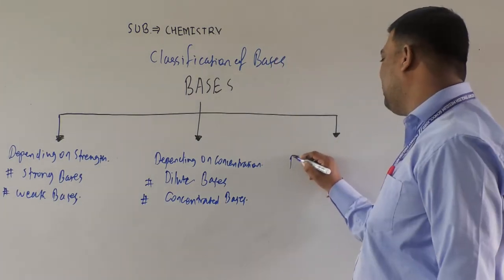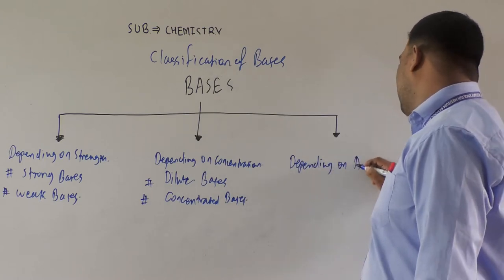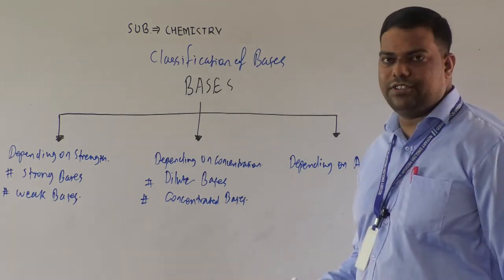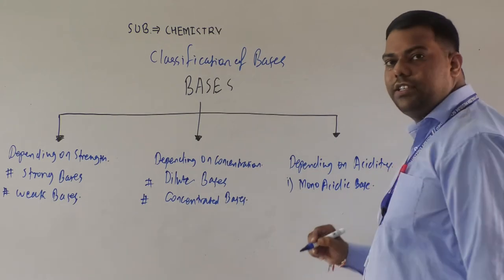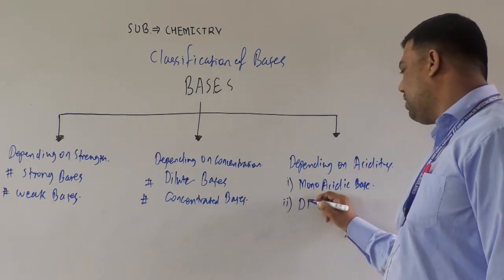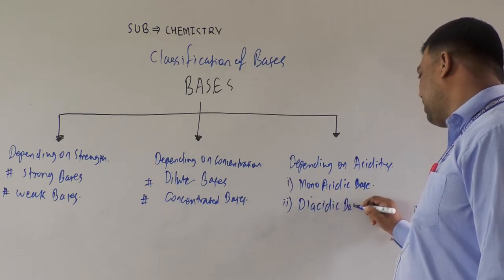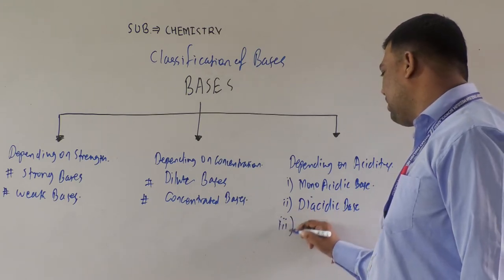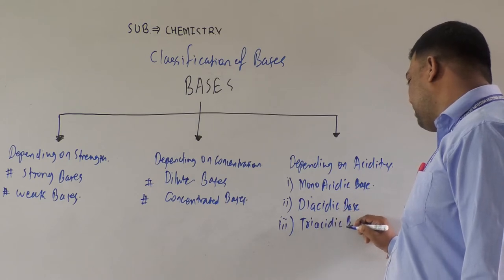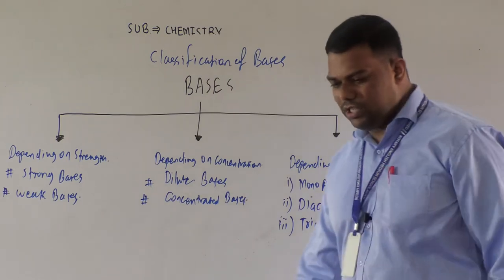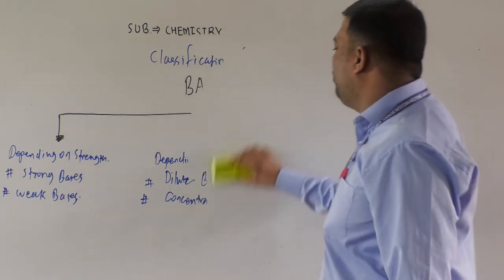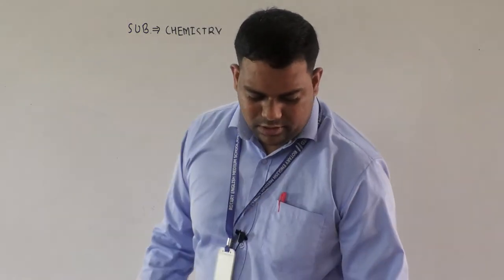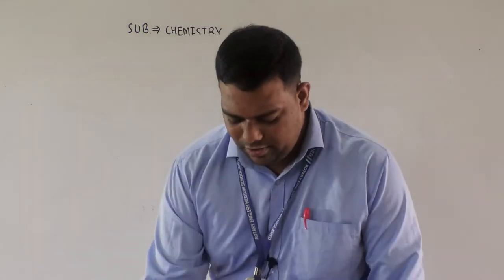And depending on acidity, how can we classify? The first one we call monoacidic base, the second diacidic base, and the third triacidic base. So these are the classification of bases. Understood? Now we will move towards it in detail, in depth, with an example.